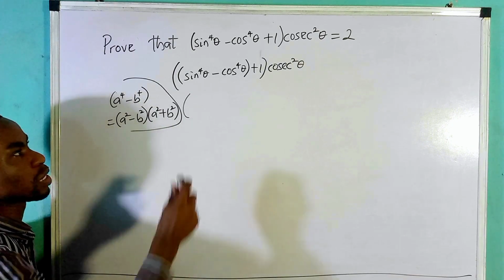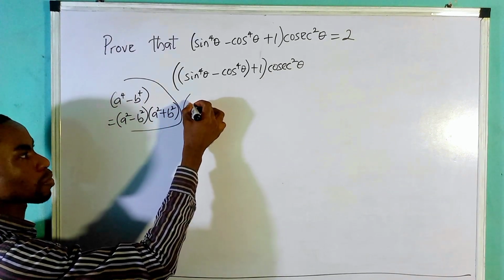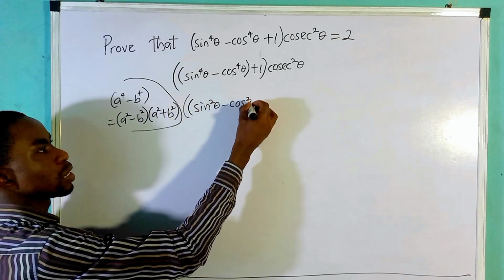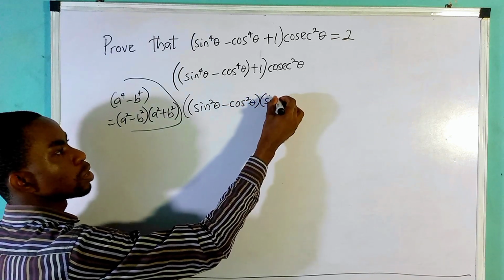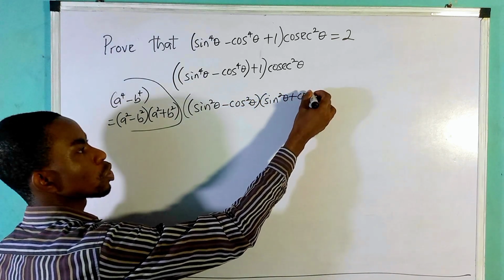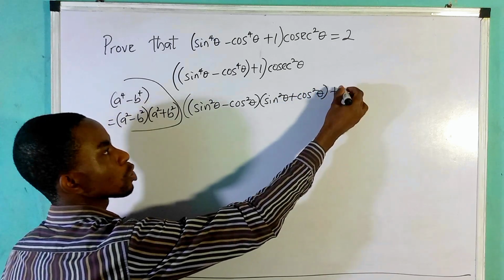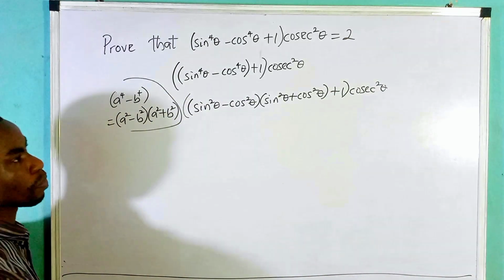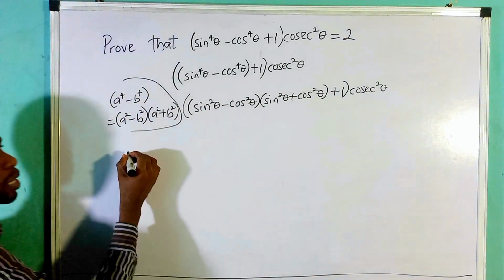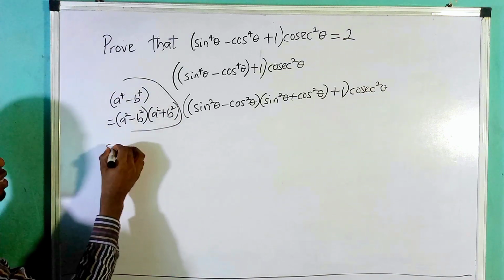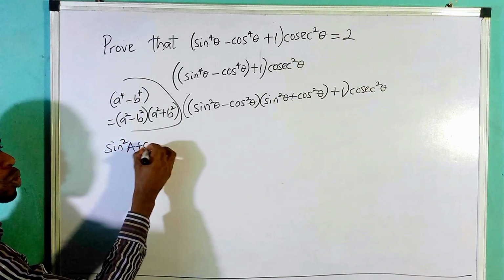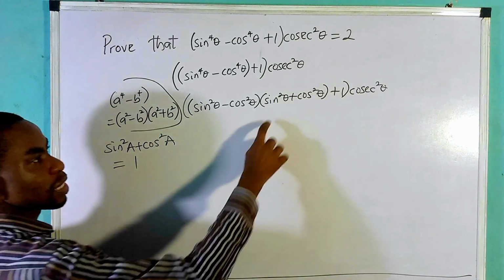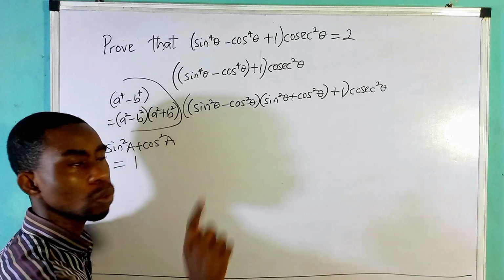So sine to the power of 4 theta minus cos to the power of 4 theta is the same thing as sine square theta minus cos square theta multiplying sine square theta plus cos square theta, and then we have plus 1 multiplying cosec square theta. Now, based on trig identities, sine square a plus cos square a is the same thing as 1. Therefore, everything within this bracket is equal to 1.